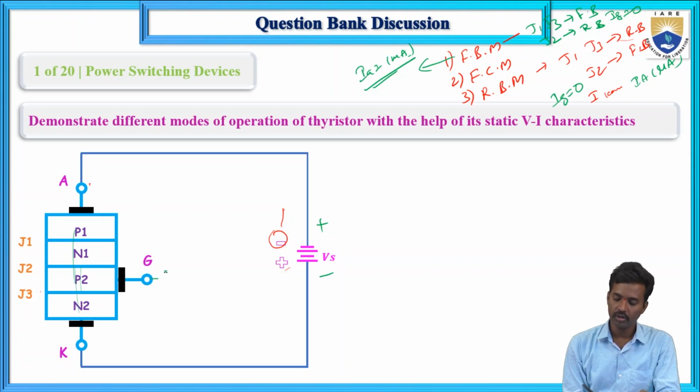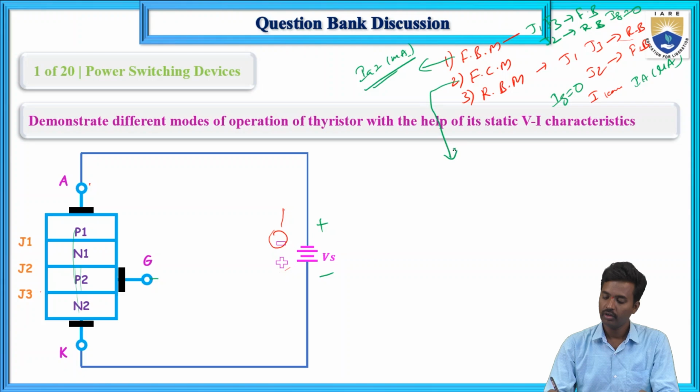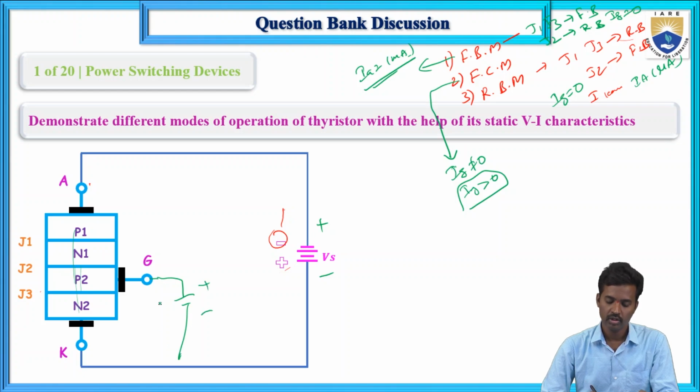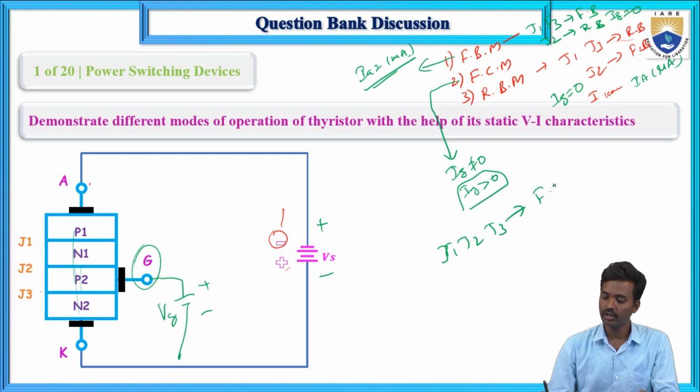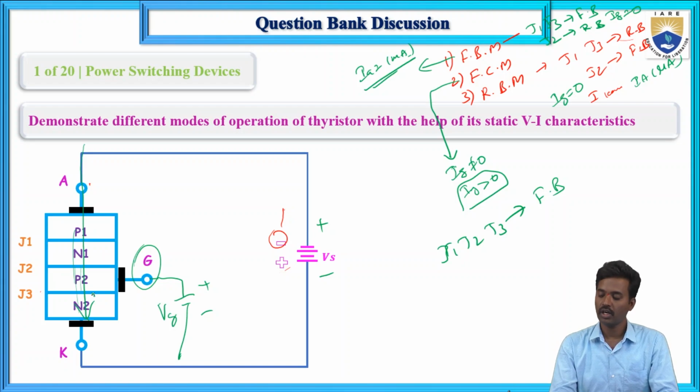Now the next case: when you give the gate current, Ig is not equal to 0. Ig greater than 0 means we are giving a positive gate pulse, plus and minus, that is Vg. If you give the positive gate pulse to the gate, then J1, J2 and J3, all junctions are in forward bias and current flows from anode to cathode. In this way, SCR will conduct.